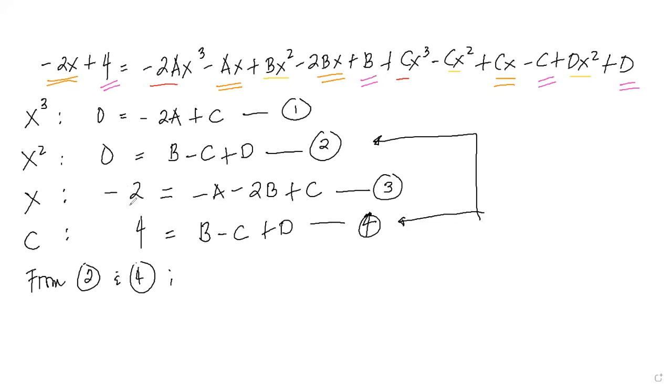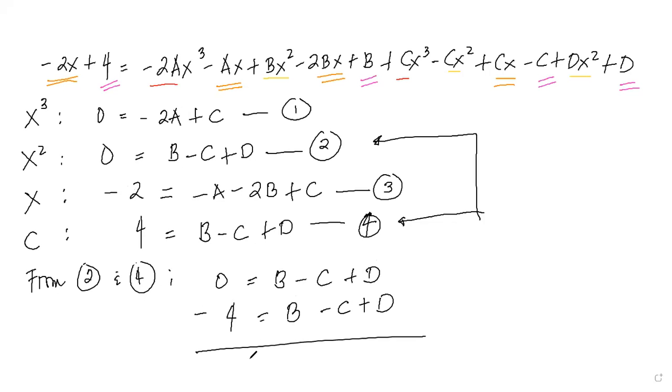If I will subtract, look. 0 is equal to B minus C plus D. And I have a 4 being equal to B minus C plus D. If I will subtract, this will be a negative. Wait, everything is gone? Is there something wrong? Wait.